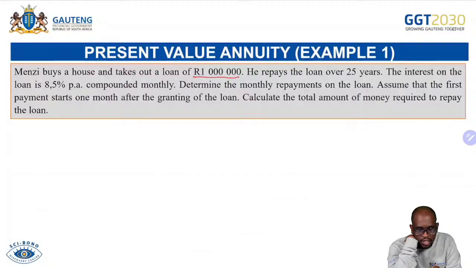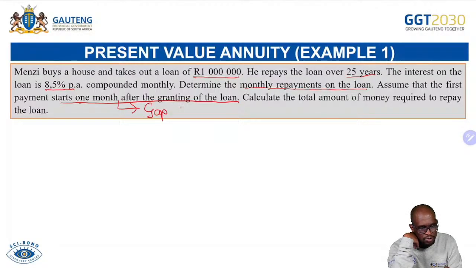All right. He repays the loan over 25 years. So it takes Menzi 25 years to repay this loan. The interest rate on the loan is 8.5% per annum compounded monthly. Determine then the monthly repayments on the loan. Assume that the first payment starts 1 month after granting of the loan. This is the 1-period gap that we are talking about, all right?